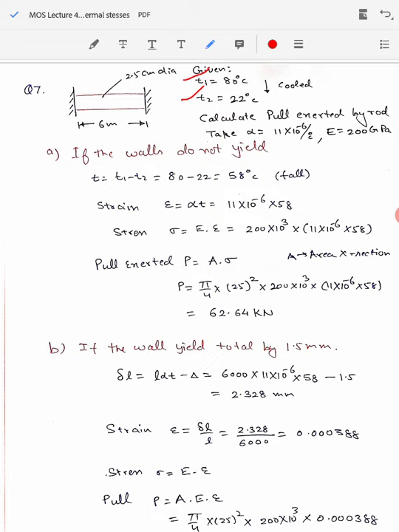So in this question we need to calculate the pull exerted by the rod or the bar on the walls. You have been given the numerical value of the thermal coefficient of expansion as 11 into 10 to the power minus 6 per degree Celsius, and the modulus of elasticity, which is perhaps steel, of the value 200 gigapascal.